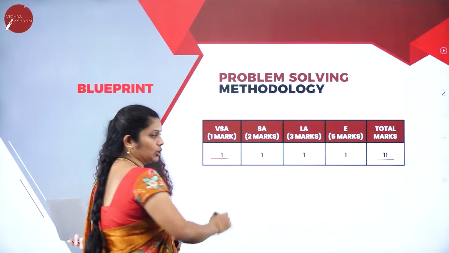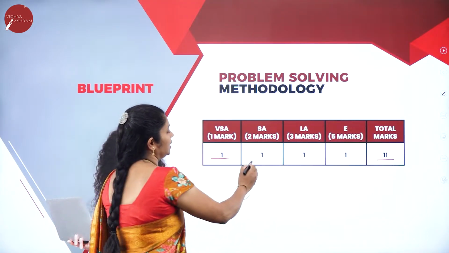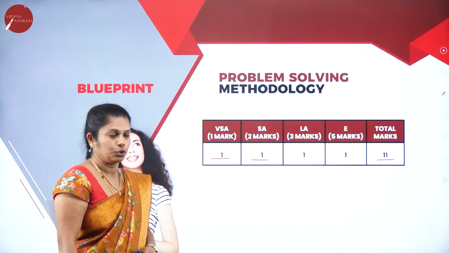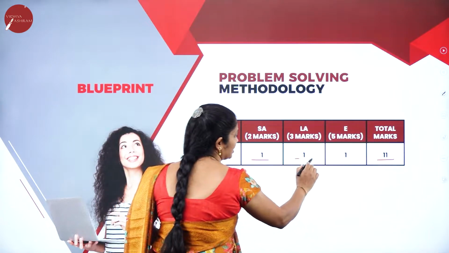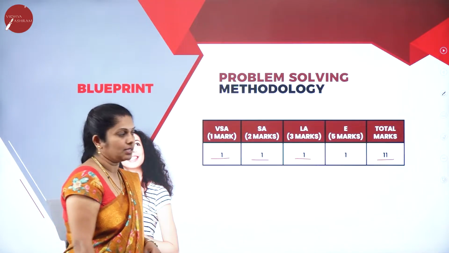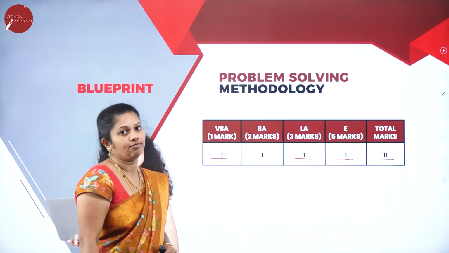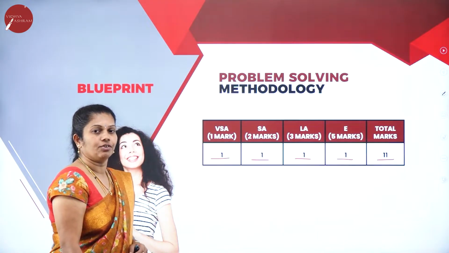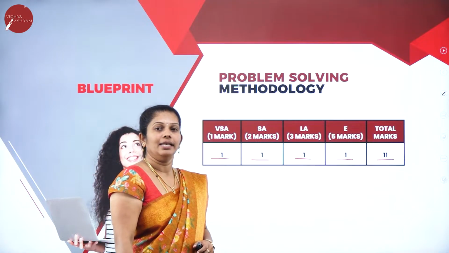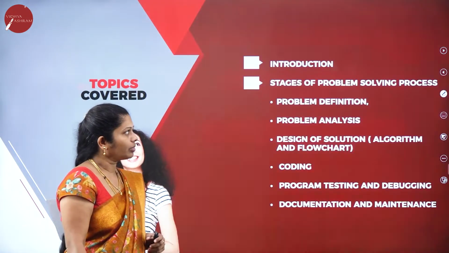In part A, one question for 1 mark. Then in part B, one question for 2 marks. Then in part C, one question for 3 marks. And in part D, one question for 5 marks. Totally, from this chapter, you will get 11 marks in the annual exam.